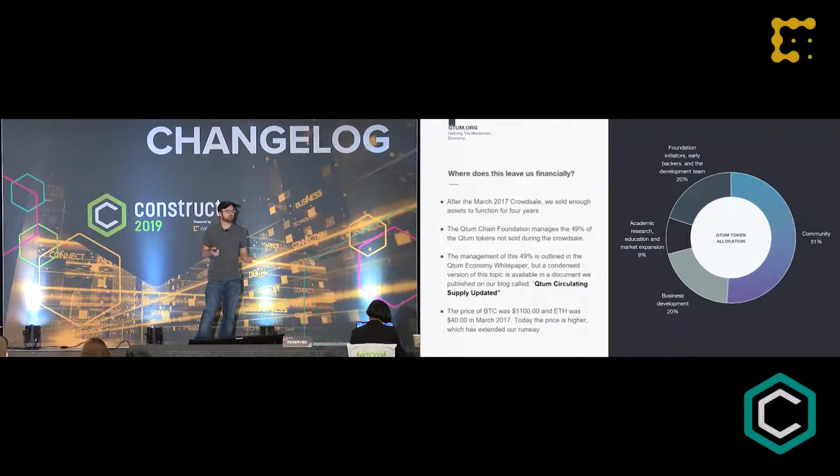Also, another thing to note is that when we initially raised the crowd sale, Bitcoin was worth around $1,000 and Ethereum was worth around 40. So the price difference from then to today has definitely significantly extended our runway. Our initial plan was only to have the foundation funding for 4 years, split up 25% per year, and that has been greatly extended. And we also, of course, hedge our bets. We have crypto funding, but we also always make sure that we have enough actual US dollar cash to fund the company for 1 to 2 years at all times.